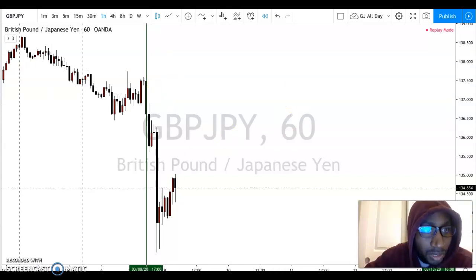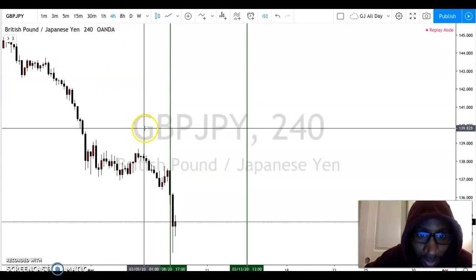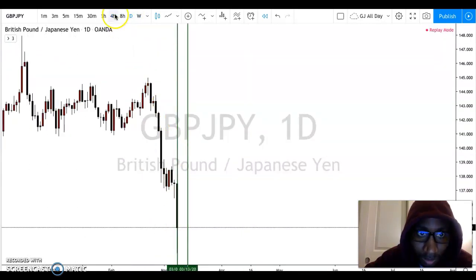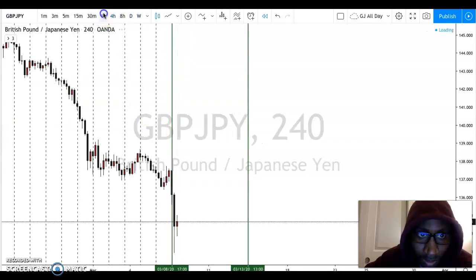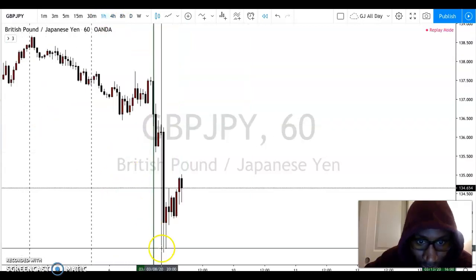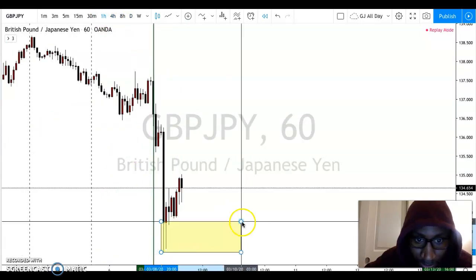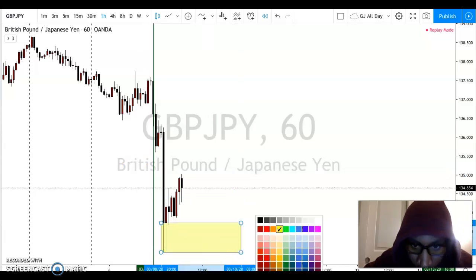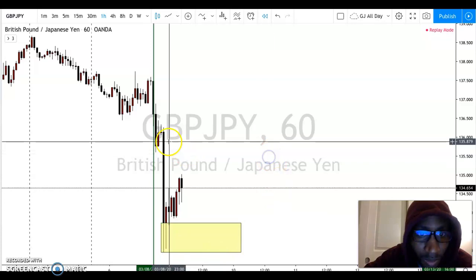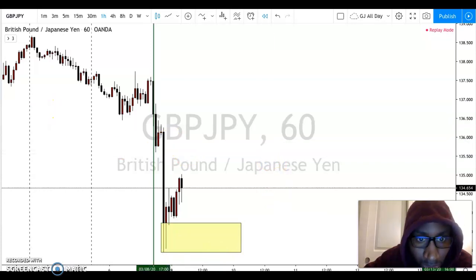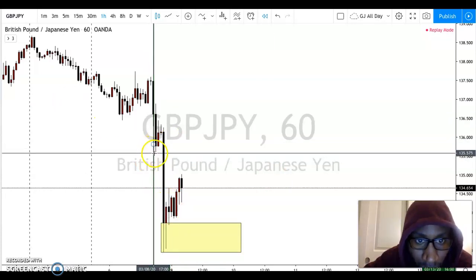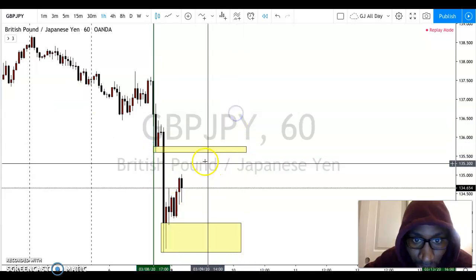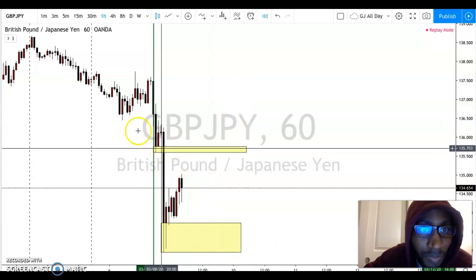Let's see. So let's start off on the 4 hour. See if we have anything, because I don't think the daily's giving much data. No, 4 hour isn't really either. So let's just start with this little demand zone right here. So take that, do that. And this is a zone that was broke, could be retested, rejected, drop back down.